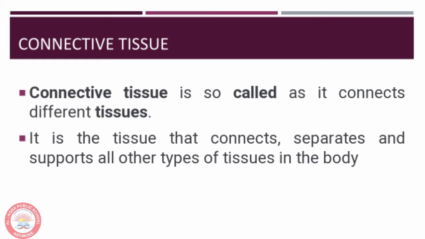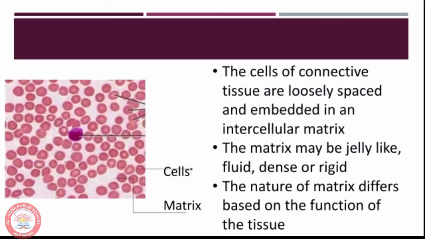As the name suggests, it connects different tissues. It is the tissue that connects, separates and supports all the other types of the tissues present in the body. Now let us see what are the general characters of connective tissue, which means the common characters of all the connective tissues that we are going to see.